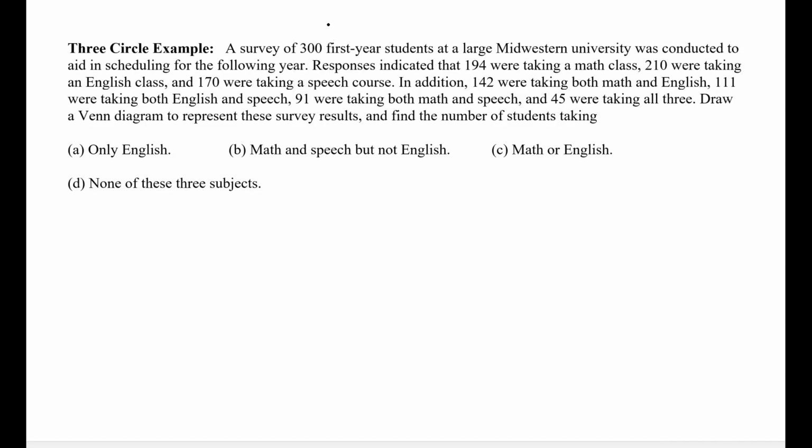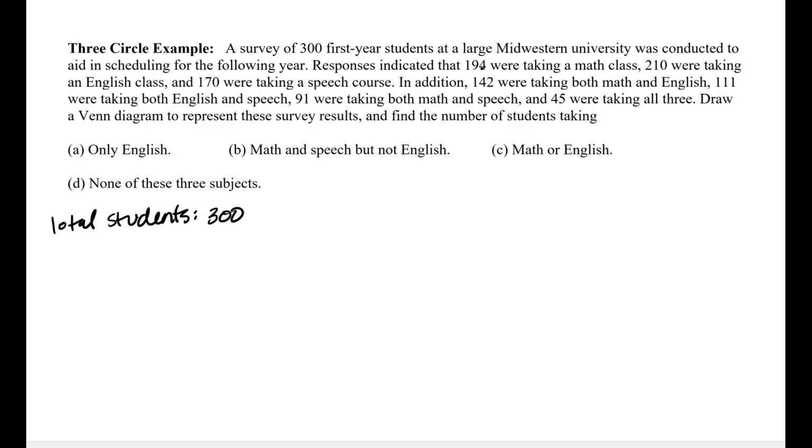Okay, so this next example. These problems, so this is a 3-circle example. It's harder if you're not given a table. If it's a paragraph, just make sure you're really good at listing everything out on the side as you read the problem. So it starts by saying a survey of 300 first-year students at a large Midwestern university. So I'm just going to say the total students, that's 300. It was conducted to aid in scheduling for the following year.